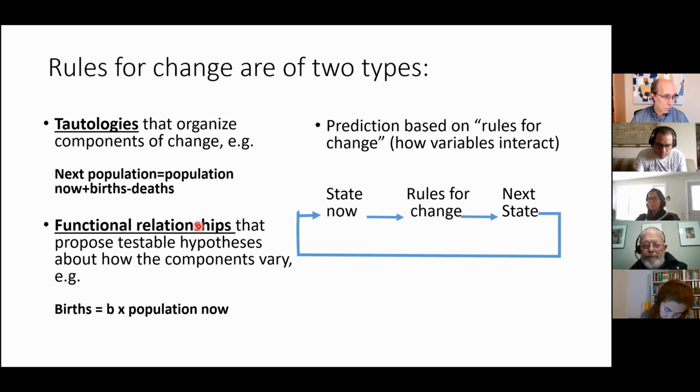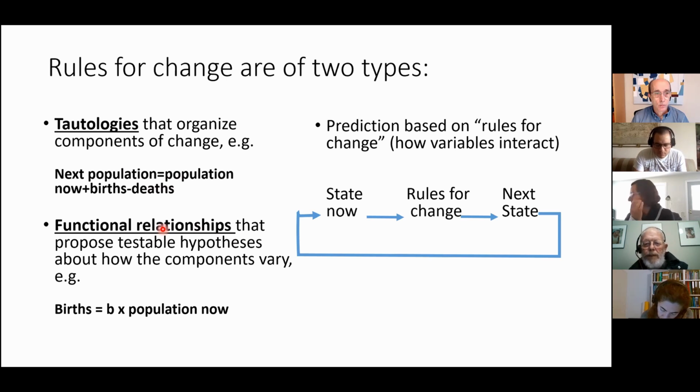Everybody with me? This is a simple bit of logic that's helpful in modeling: realize that you're going to be dealing with two kinds of things. Statements about how components of change interact or accumulate in their effects, and then specific predictions about those components.